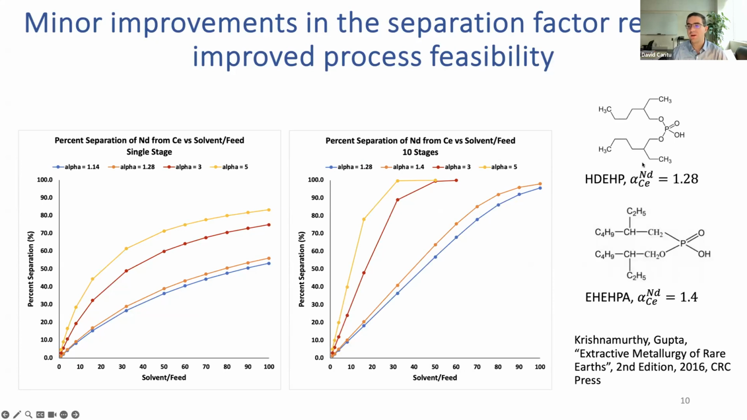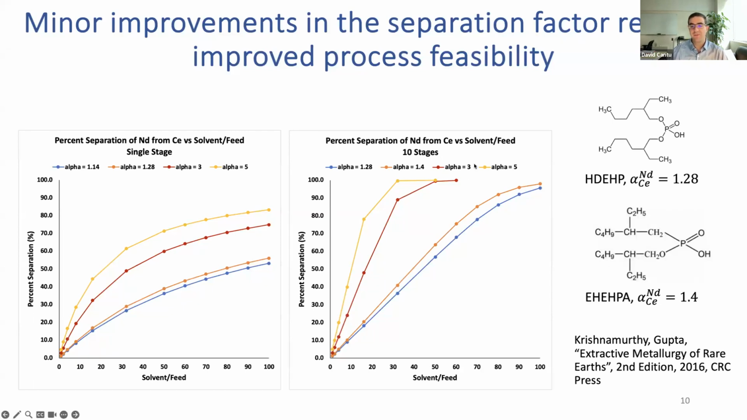Using these two extractants that are used industrially. And so their separation factor between neodymium and cerium is small, so it will only bind neodymium a little bit more strongly than cerium. And so you need very high solvent to feed ratios in order to separate them. And that is why the solvent extraction is so unsustainable.